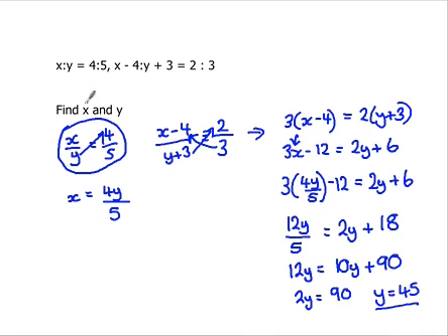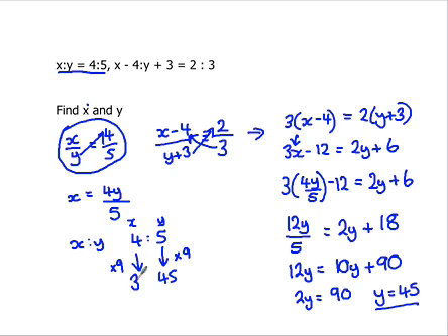I still haven't found x, so I need to go back and do that. But that's the simple part. So that was the original ratio. So x to y was 4 to 5. So we know that y, this part here, represents 45. So what must x have been? Well, I've had to multiply that by 9. So if I do the same thing to the x, I get that x is 36. And those are the two answers that I was after.